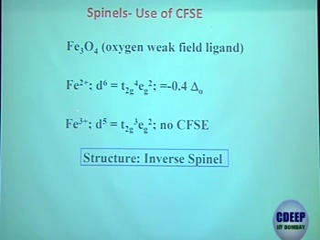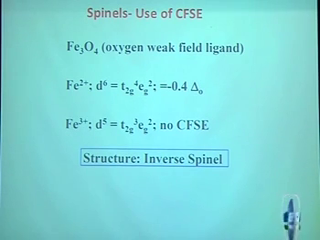Now Fe3+, as you can see, has less CFSE compared to Fe2+, so that's it. For inverse spinel, the only request is do not complicate it too much. You may think about it, but for calculation do this, because if you end up calculating tetrahedral Fe3+ case, tetrahedral Fe2+ case, it's going nowhere.